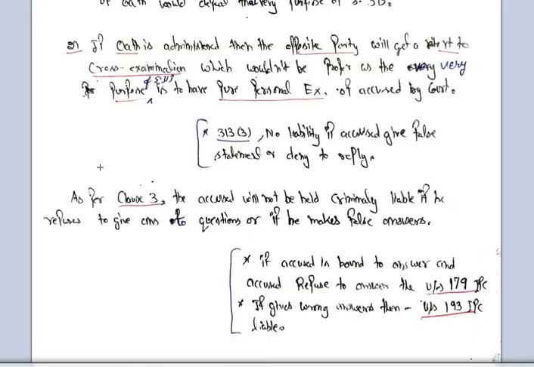तो ये पहला पॉइंट था। अब सेकंड पॉइंट लिख लो आप। Now write the second point: if oath is administered, then the opposite party will get a right to cross examination, which would not be proper, as the very purpose of section 313 is to have pure personal examination of the accused by court.